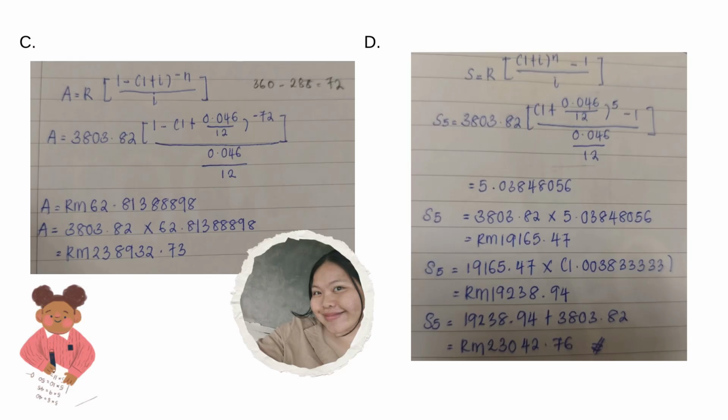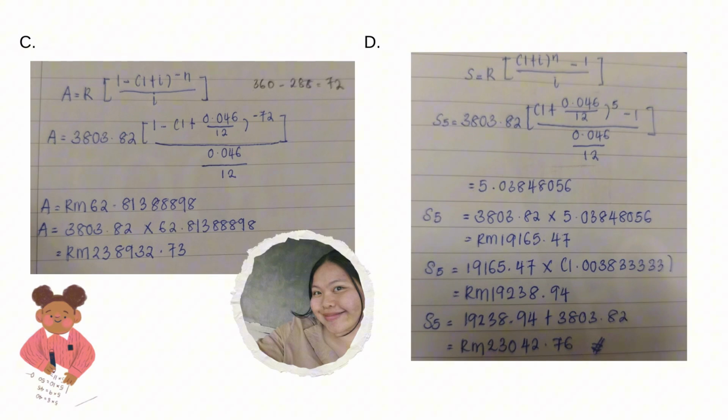Question 4, part C. In this question, I will use the present value formula. The question is, Amir decides to settle the loan immediately after paying the 288th monthly payment. So we need to find the balance. First, we find the remaining number of payments, which is 360 months. We minus it with 288 months and we will get 72 months. And after making a substitution and calculation, the outstanding balance is Rm 238,932 ringgit and 73 cents.